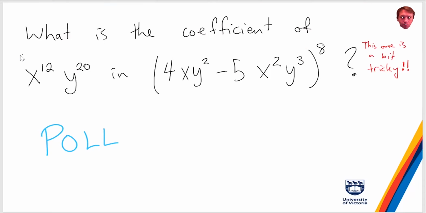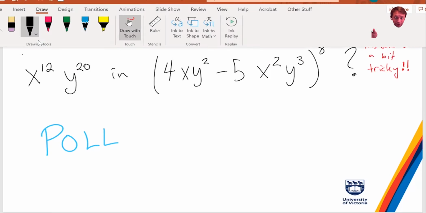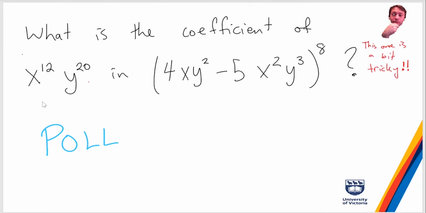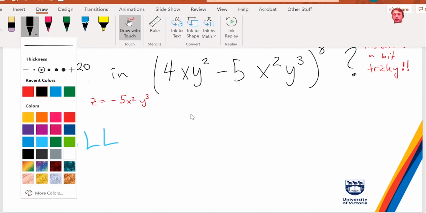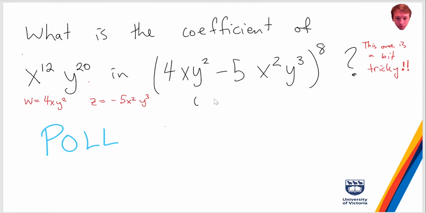Like I said before, really the systematic way of doing this is to do a substitution. After you get more practice, which I of course recommend, you might be able to do it a little bit faster without formally writing down the substitution. But for now, until you get used to it, write down a substitution. So the substitution I'll use is w equals 4xy squared, and z equals negative 5x squared y cubed. And then we can rewrite this thing as (w plus z) to the 8.